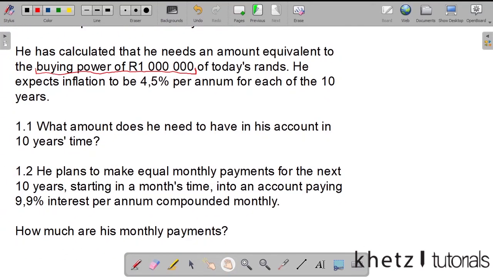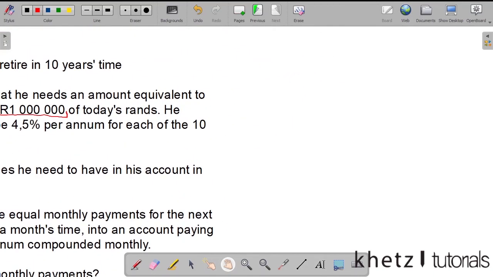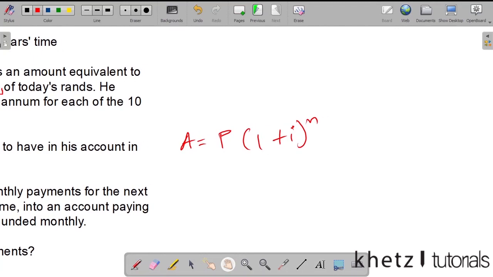So the first question is asking, what amount does he need to have in his account in 10 years' time? That is what the question is asking for. The question is asking for the value in the future that would be equal to R1,000,000 now. So now it's R1,000,000, but in the future, we have to have more than R1,000,000 to be able to buy what R1,000,000 bought previously. So that is what that means.